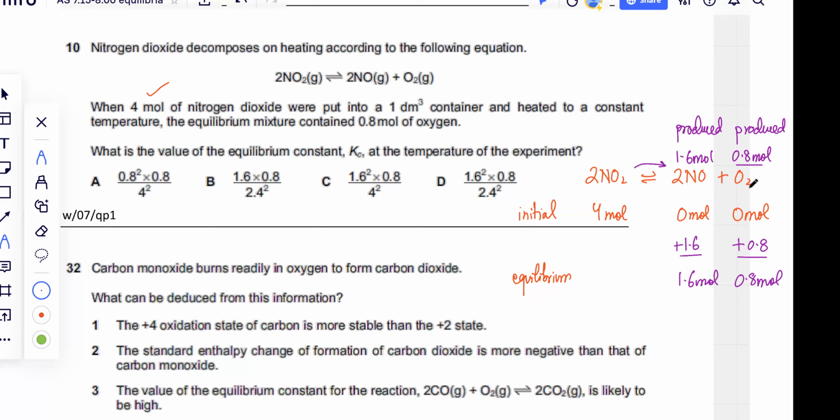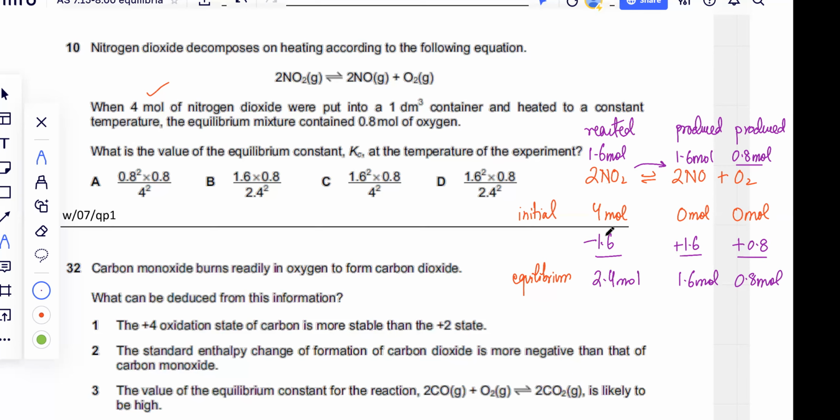Similarly, if you want to produce one O2, how much NO2 should react? It's 2:1, right? If two NO2 react, then one O2 is produced. So if you want to produce 0.8, according to the ratio, 1.6 moles must have reacted. So 1.6 moles are gone because they've taken part in the reaction. So how many moles do you have at equilibrium? You started off with 4, and now there's 1.6 moles less, so that's 2.4 moles.